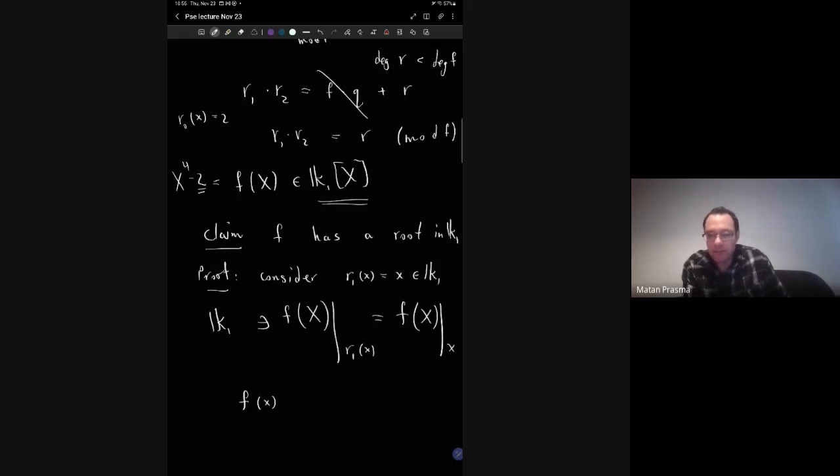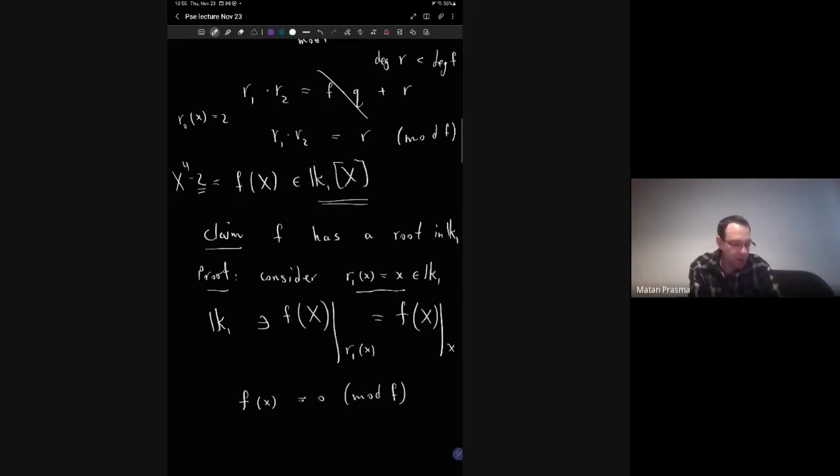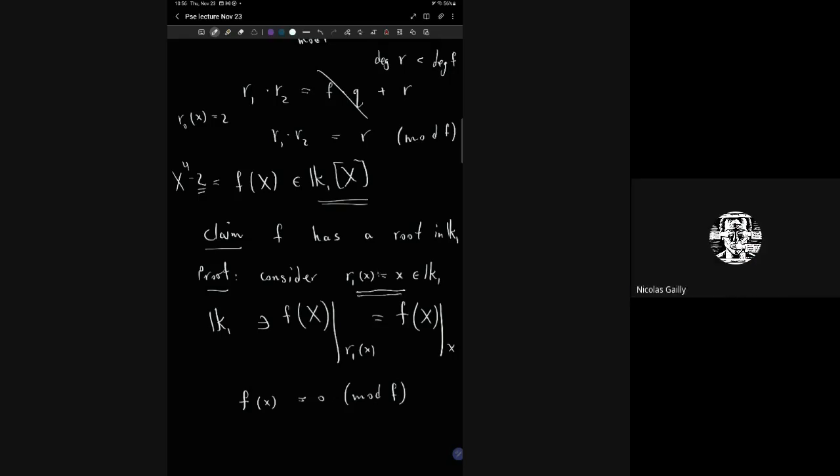I'm sorry, it may sound obvious, but I don't understand this. Why are you not replacing big X by R1 of x, not just small x? Well, R1 of x is defined. Sorry, okay, it was obvious. Thank you.